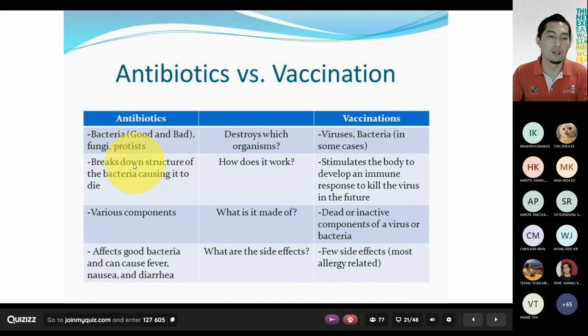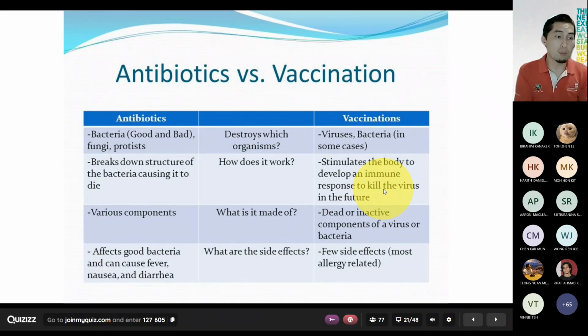How do they actually do it? Antibiotics will basically go in, attack the bacteria, break it down, and cause the bacteria not to function anymore. But for vaccinations, if you notice, it is not that. They don't go in and necessarily attack and kill the virus. What the vaccine does is that it actually stimulates your body to make sure that you can now be immune to certain types of viruses.